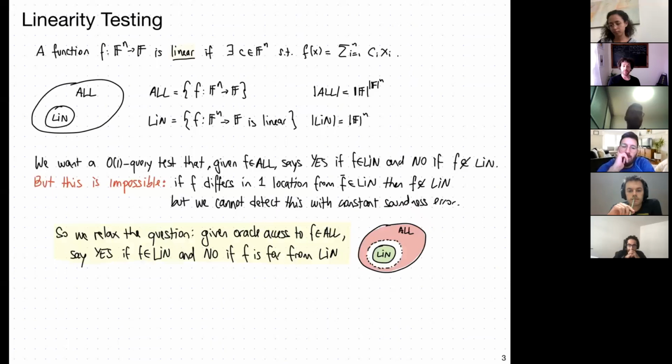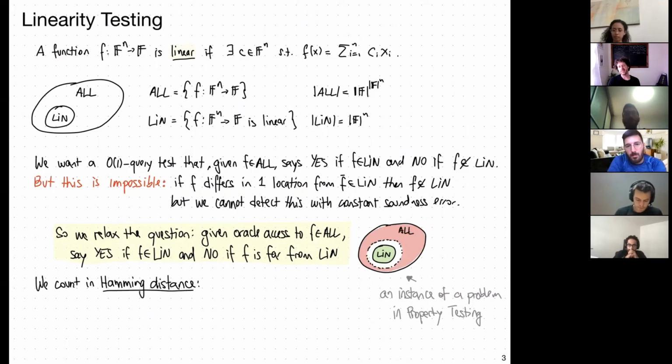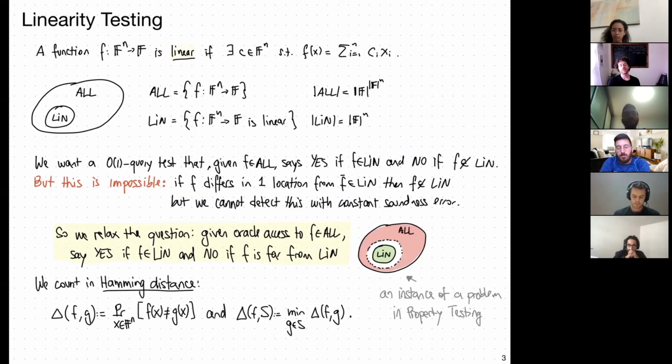So this is why we're doing the property testing relaxation, where the idea would be that if the function is linear, we will always say yes. And if the function is epsilon-far from being linear, then we will say no. And what do I mean exactly by far? So we'll do this counting in Hamming distance. And you might ask, typically Hamming distance refers to zeros and ones, but we're working on finite fields. So this would just be the fractional distance, right? So nothing fancy at all.